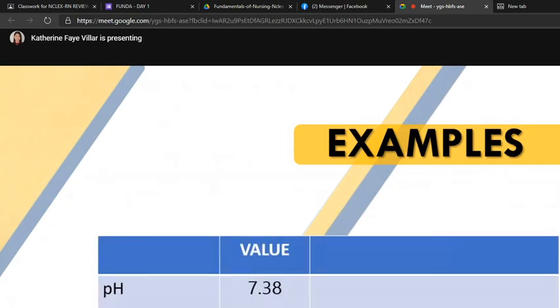Okay, and eto pa po. I think last two na ito. 7.38. Tuloy niyo na po. Jax, okay ka na ba? Napaka-distracted ng friend kong to. Sige. Ayan, good. Alkaline.